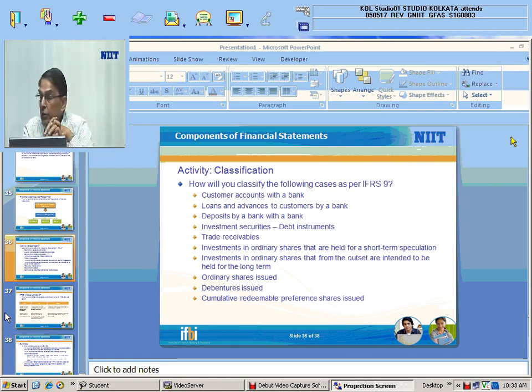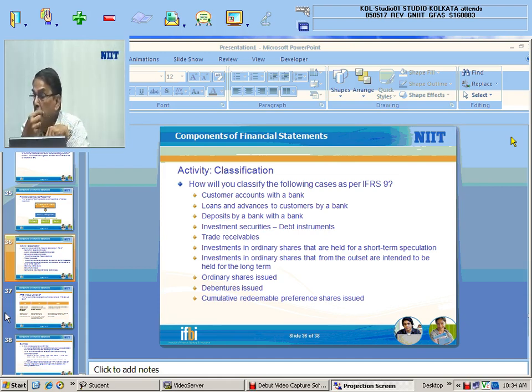Loans and advances to customers by a bank. Is it a financial liability or a financial asset? Loans and advances to customers by a bank, whether it's a financial asset or a financial liability. When a bank is giving a loan to a customer, say a housing loan or a car loan, it's a financial asset, and again it's at fair value or at amortized cost. It is a financial asset at amortized cost.